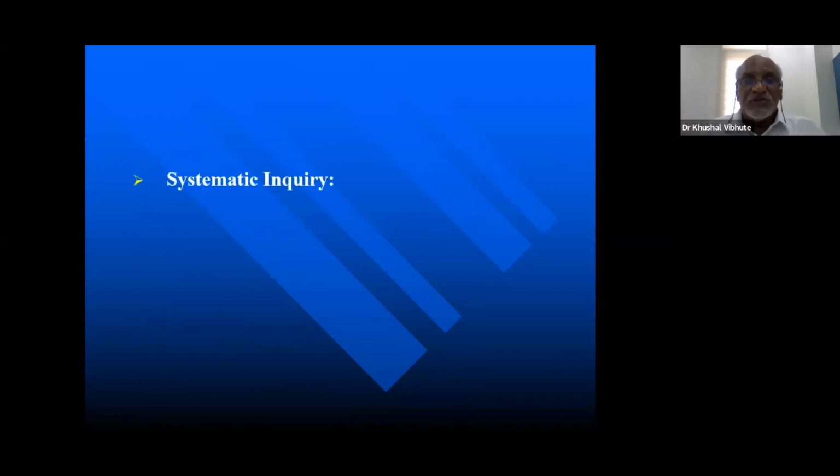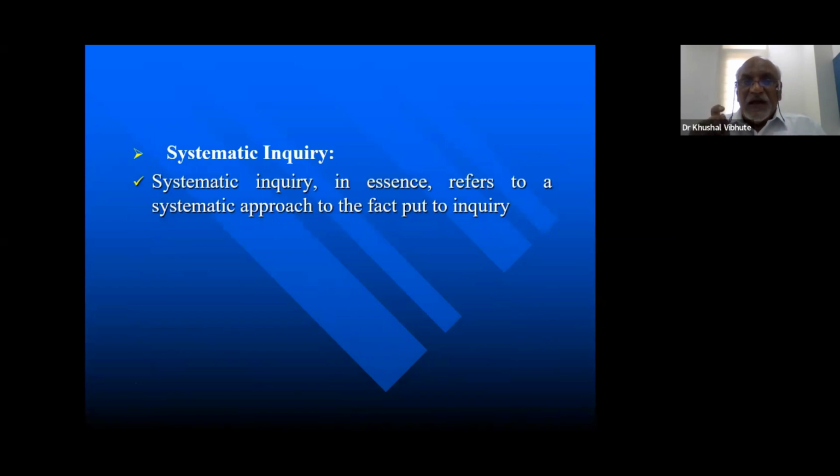Now, when I say systematic approach, it basically involves application of a systematic approach to the facts which are put to inquiry. You have to be systematic to the legal fact which you want to put in inquiry. Again, I have used the word legal fact in a very wide sense. Already I have explained. So, whatever legal fact you want to put to inquiry, you must have a systematic approach to that inquiry. Now, what does it mean? When does that inquiry become systematic?